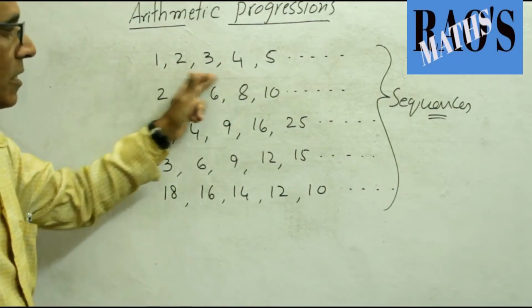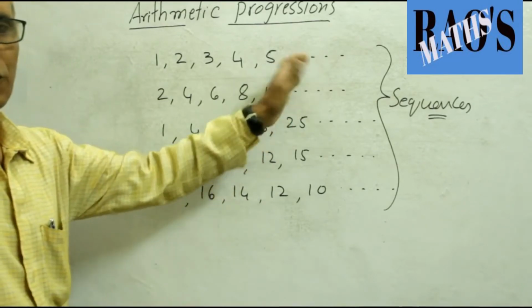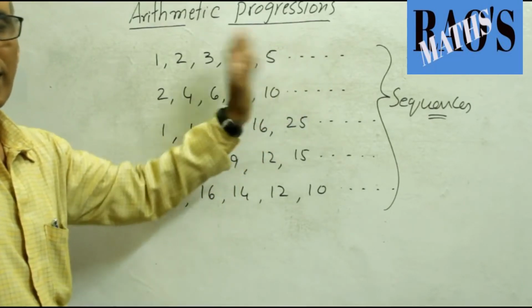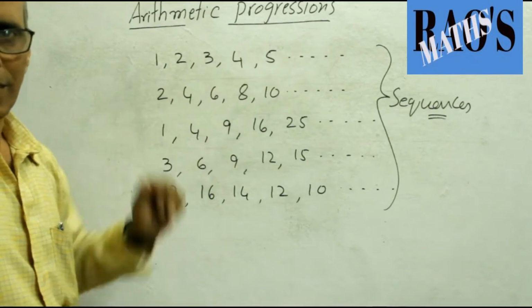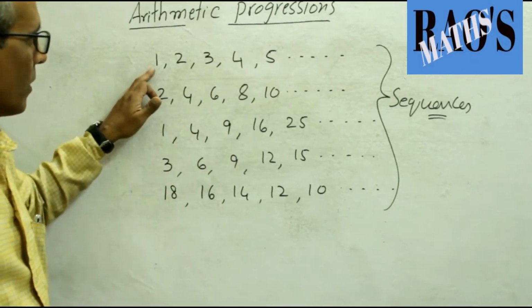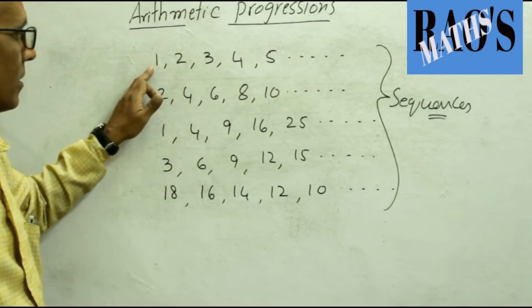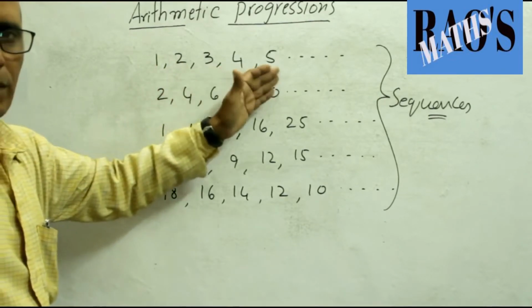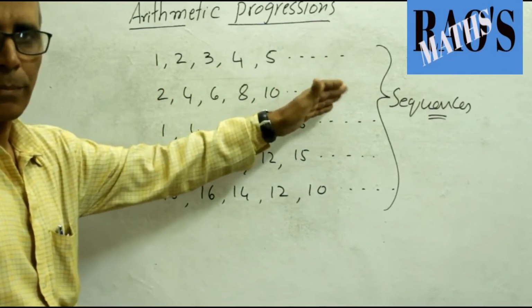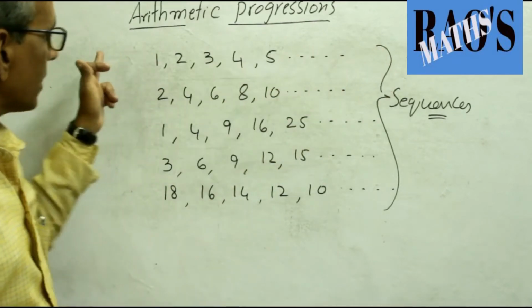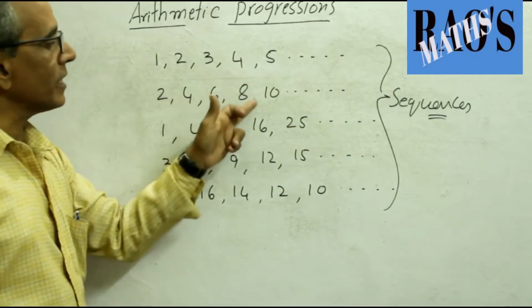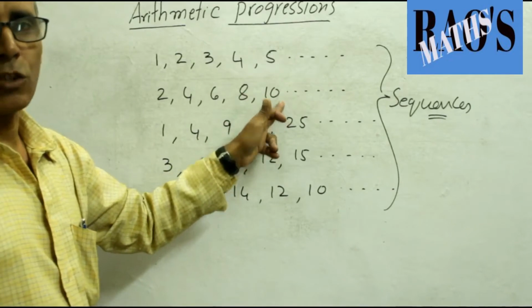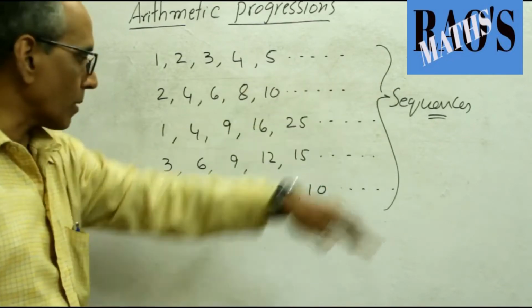Here there is a set of natural numbers. Every natural number is one less than its successor. See here, 1 is 1 less than this, or 2 is 1 more than this. By adding 1, I get the next member in the sequence of this series. 2, 4, 6, 8, 10. These are the even natural numbers. By adding 2 always, I get the next even number.